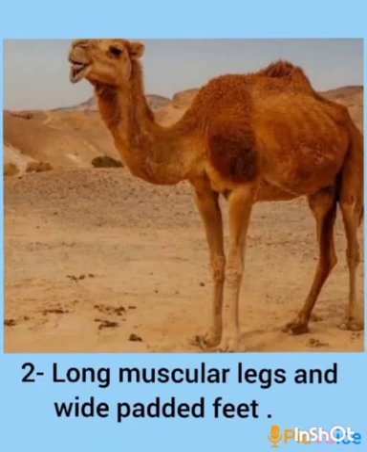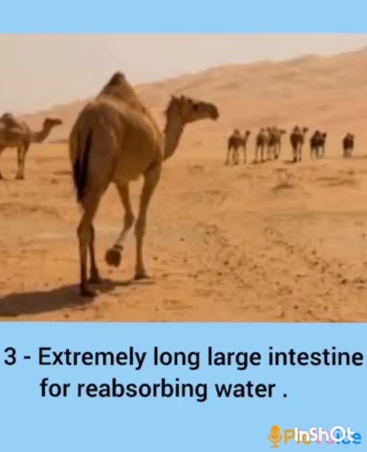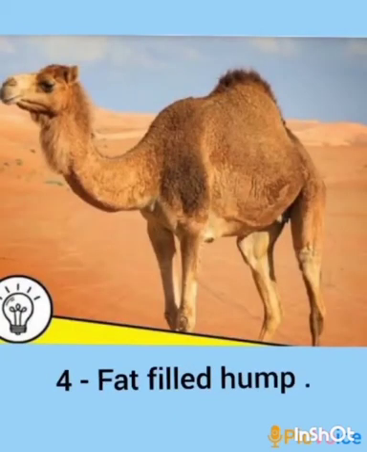Long muscular legs keep the body high above the hot sand, and wide padded feet allow walking on rocks and hot sand without slipping. Camels have an extremely long large intestine for reabsorbing water. They can drink a lot of water at one go and pass very little urine. Children, another important feature of camel is the fat-filled hump, which supplies them the energy they need to survive long treks in the desert.